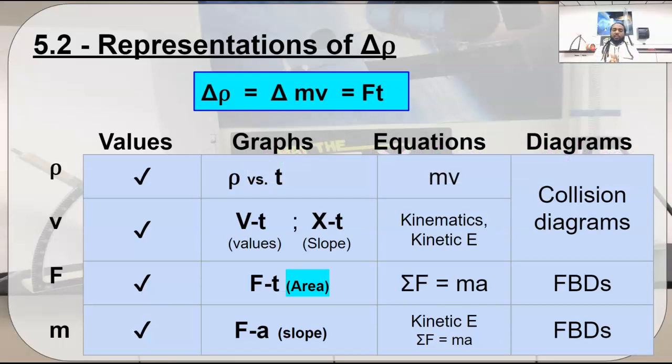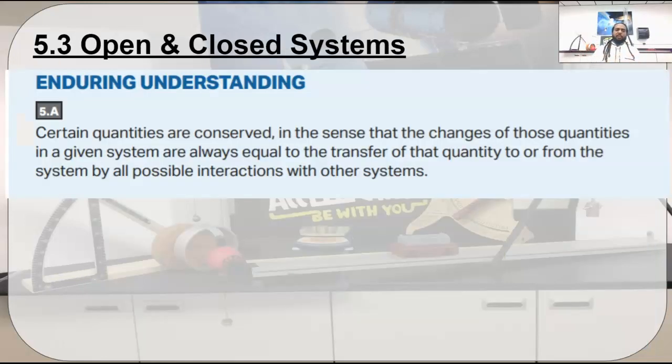Let's talk about equations. There are many different equations that might be able to yield useful information, including the momentum equation itself. Kinematic equations might be able to give you initial and final velocity. Kinetic energy equations might be able to give you mass and velocity. Newton's second law might be able to give you mass or acceleration, which may allow you to get velocity. Or maybe it gives you force multiplied by time, which will give you your change in momentum. So there are a lot of ways of representing change in momentum.